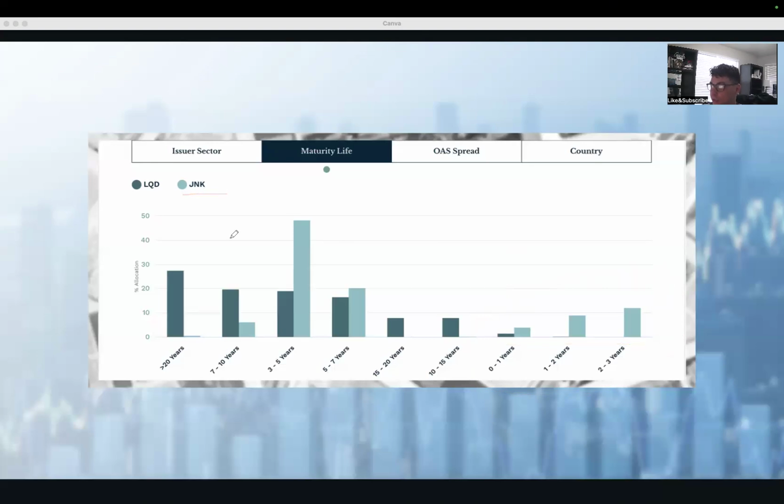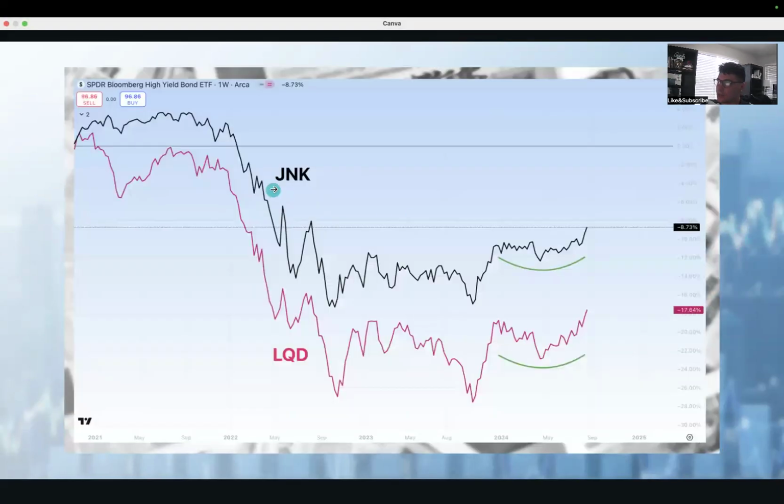And then most of the maturity for LQD is going to be here in 7 to 10 years, 20 plus years, 3 to 5 years, 5 to 7 years, 15 to 20 years, 10 to 15, right? So that's another big difference between LQD and JNK, the maturity. Now, as I mentioned, the charts look very similar, okay? And there is a good reason for that, and it's because we're getting a signal from the Fed about the rate cut policy.